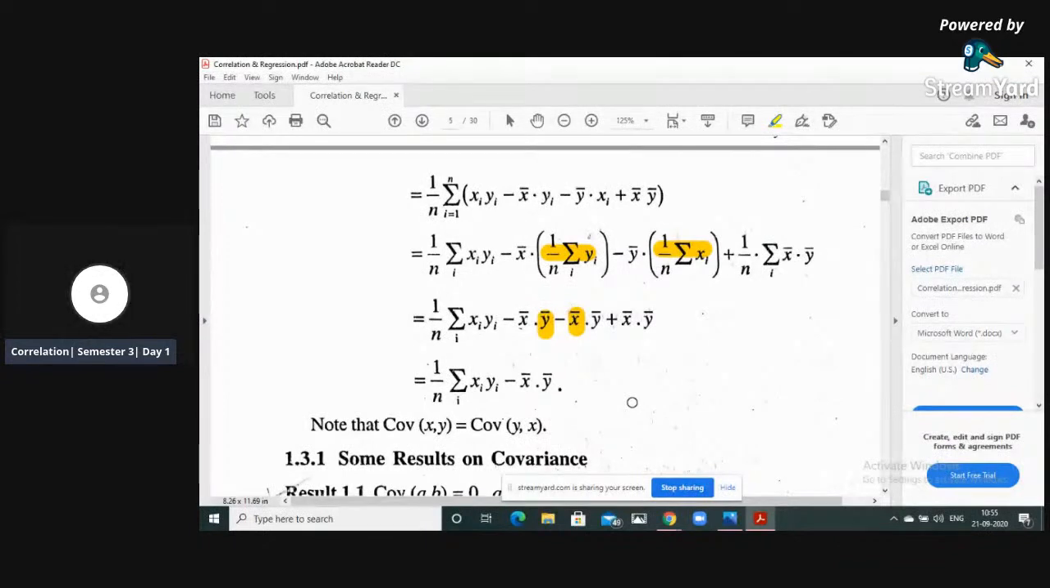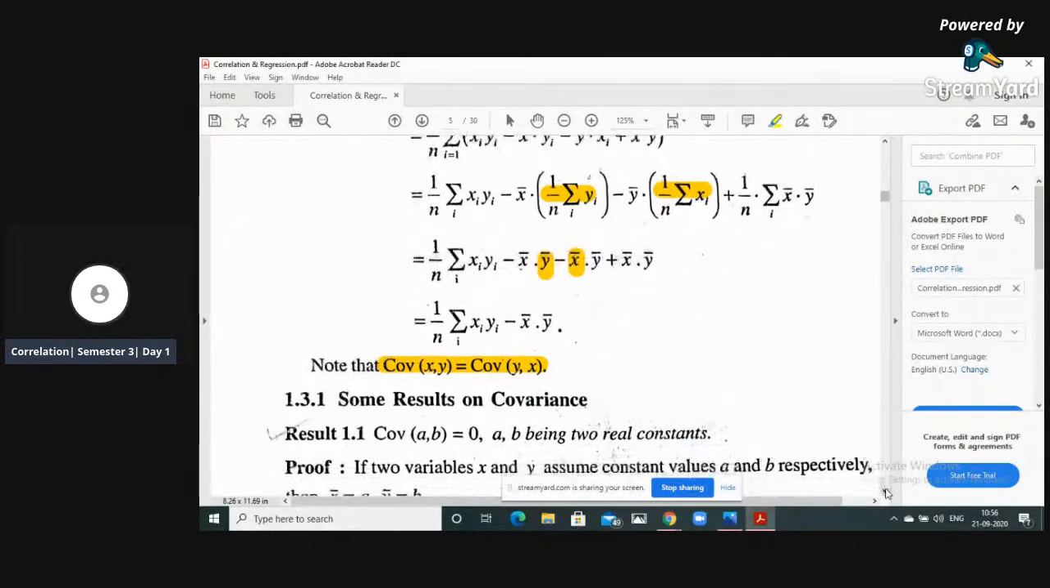Now, it should also be noted that covariance of yx is also equal to covariance of xy. That means covariance is independent of the change of origin and its base. Next, we quickly move on to some results on covariance.